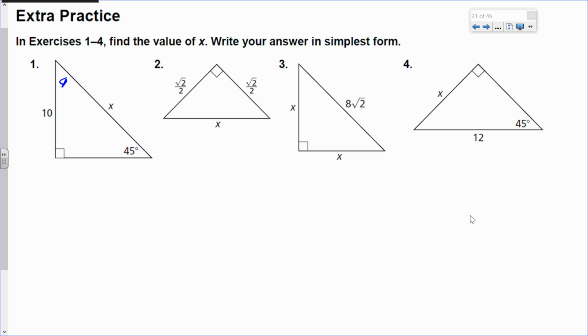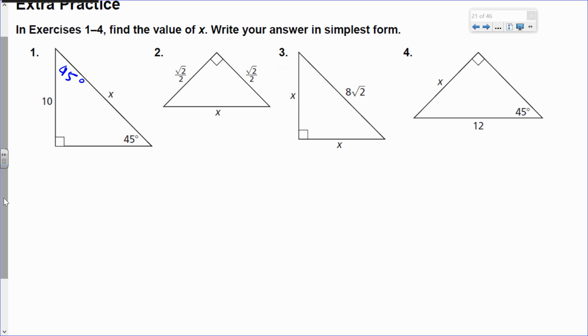Right, so this has to be 45 since all three add up to be 180. This has to be 45 degrees. All right, so right underneath, let me write down the theorem. Write it down with me. Hypotenuse equals leg times rad 2.